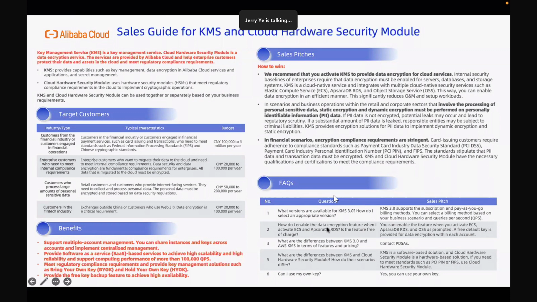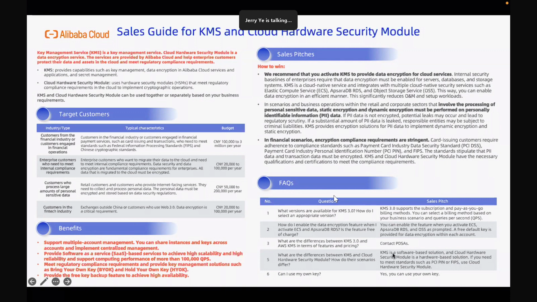And how do I enable the data encryption feature when I activate ECS and ApsaraDB RDS? Is the feature free of charge? Yes. A free default key is provided for data encryption within each account. In these scenarios, that is what we call encryption at rest. What are the differences between KMS 3.0 and AWS? For this, you may need to contact the BDSA. And what are the differences between KMS and Cloud HSM? How do the scenarios differ?